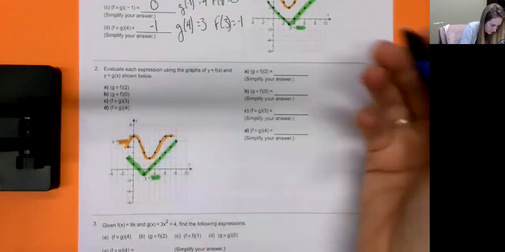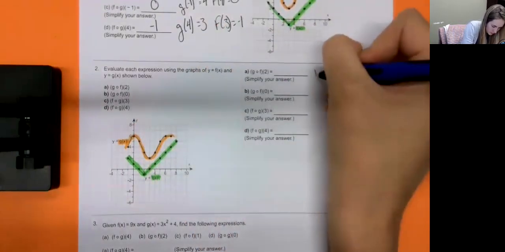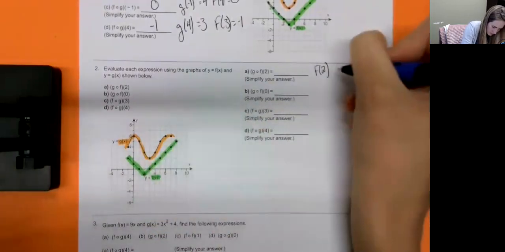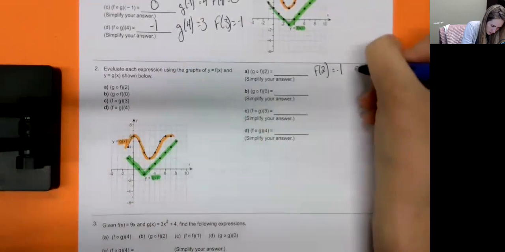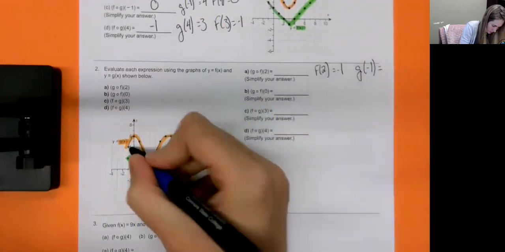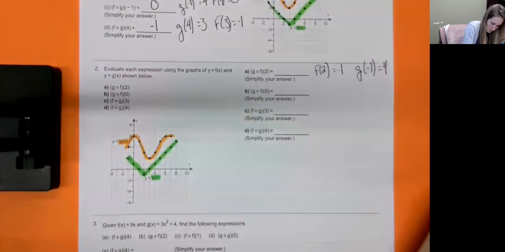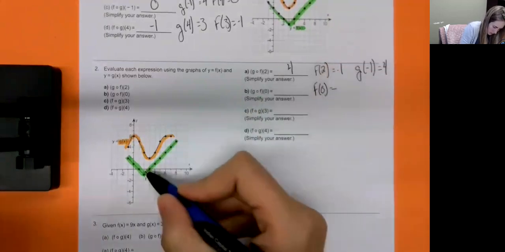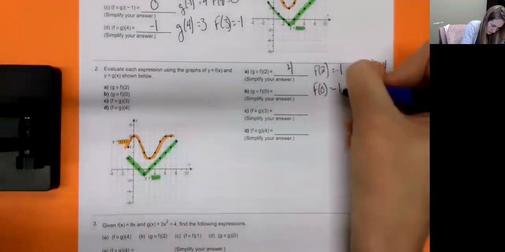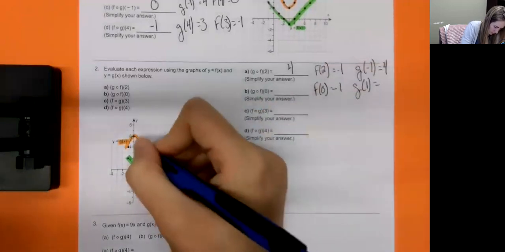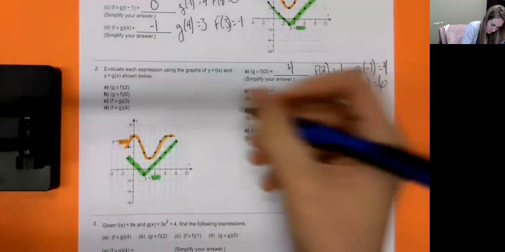So g of f of 2. First we find f of 2, so f at 2 is -1. Then we put the -1 into the g function, and at -1 it is 4. So here, f of 0 first. At 0, we're at 1. And substitute that into the other one. g of 1 is 6.